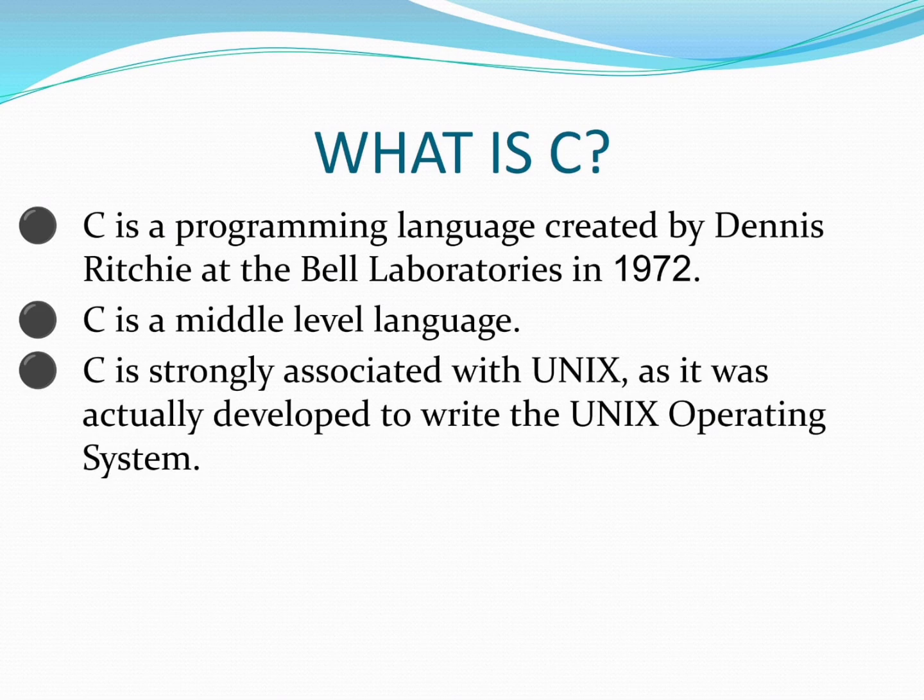And it also has the positive impact of a low level language. How? Because the computer can understand the C language more or less by using a compiler or interpreter and all those things. Next, C is strongly associated with Unix, as it was developed to write the Unix operating system. Unix is one of those operating systems like Windows, DOS, etc. C was developed to write Unix, but now it is popular as a programming language.